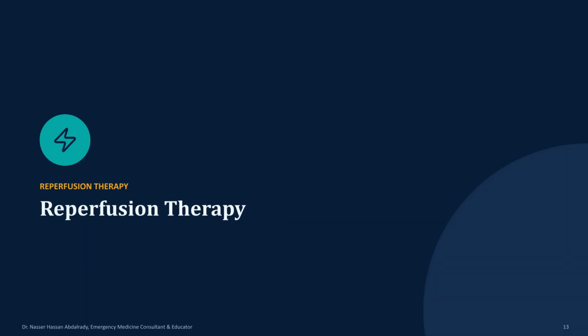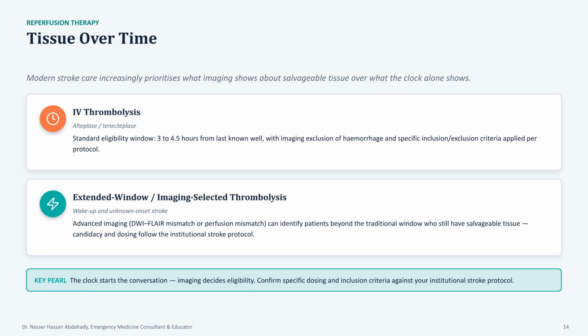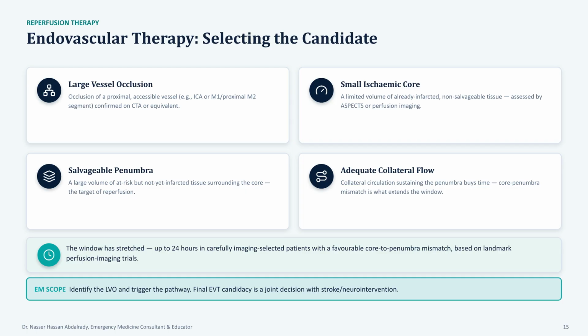This section reviews current reperfusion therapies. Modern stroke care prioritizes identifying salvageable tissue, whether using standard IV thrombolysis or imaging-selected approaches for extended windows. Confirm criteria with your institutional protocol. When selecting candidates for endovascular therapy, look for a large vessel occlusion, a small ischemic core, a salvageable penumbra, and evidence of adequate collateral flow.